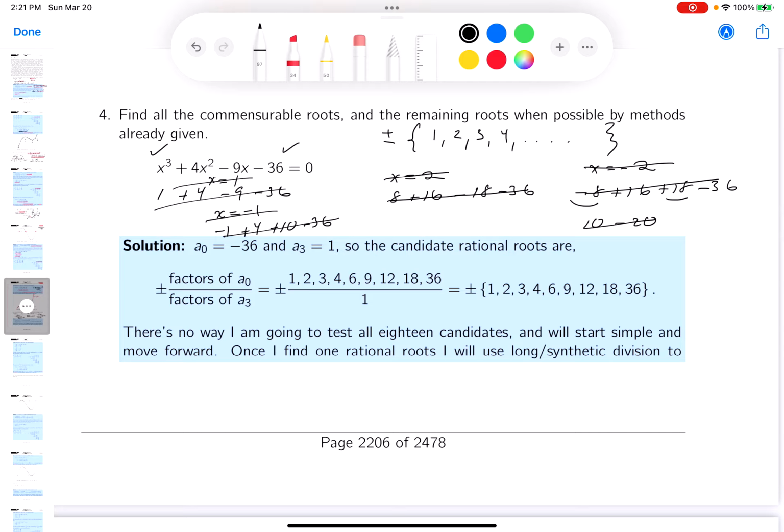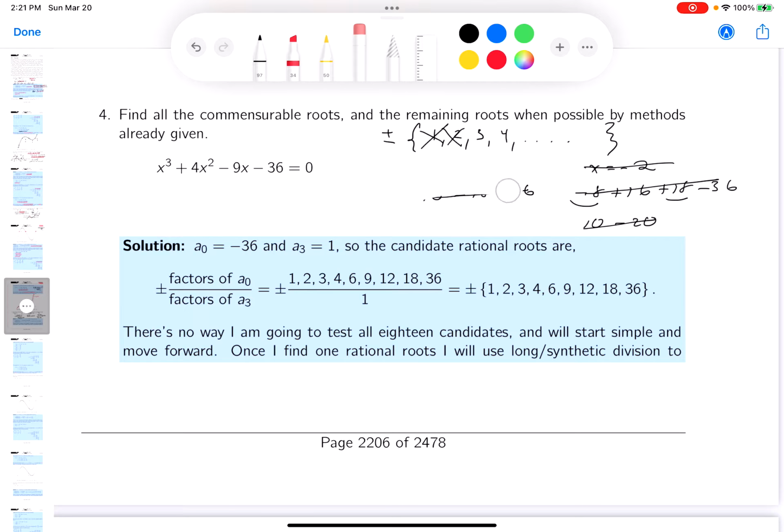So I'm kind of going through my list. This is bad, this is bad. And you might say, is it ever going to work? Let's keep going. It's much more difficult than the first 3 problems, right? Let's try the 3 and see what happens. x equals 3.